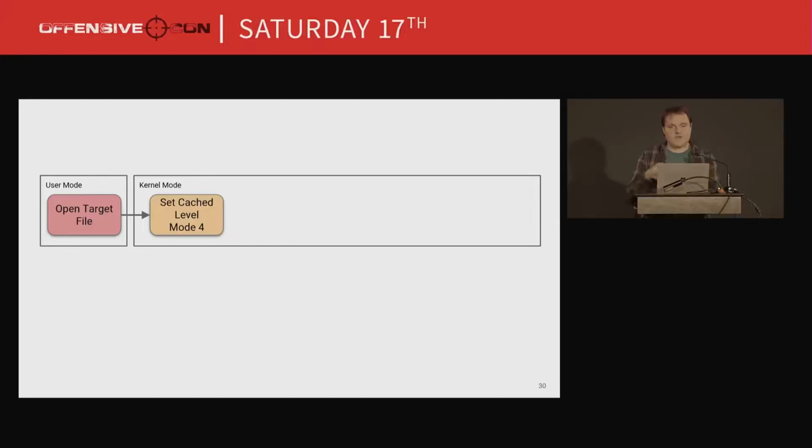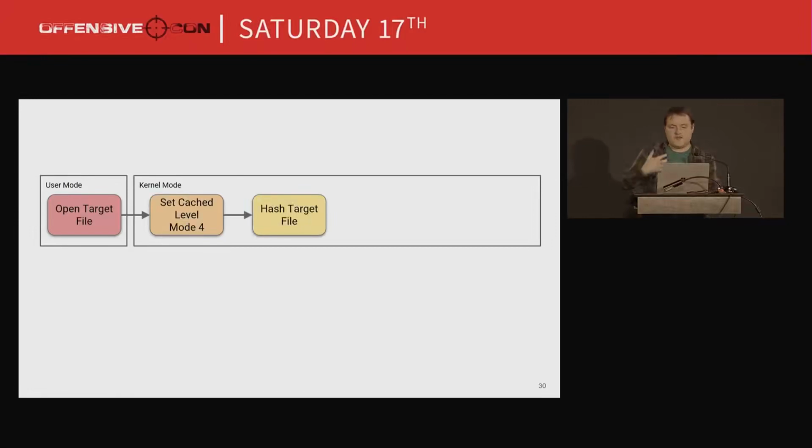In catalog signed, you do a cryptographic hash of that file, and then you search a load of catalog files which are installed as part of the system, and in these catalog files is potentially your hash, and then that entire catalog file is signed. The majority of Windows binaries are catalog signed as opposed to embedded signed. So we call this set cache signing level requesting mode 4.